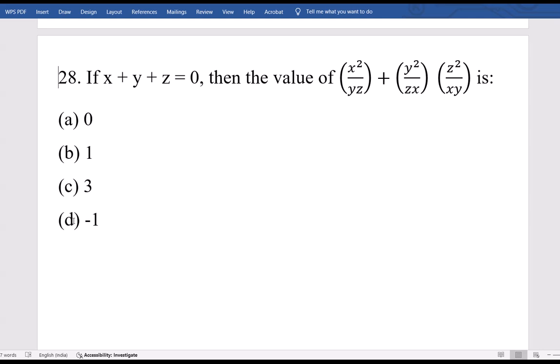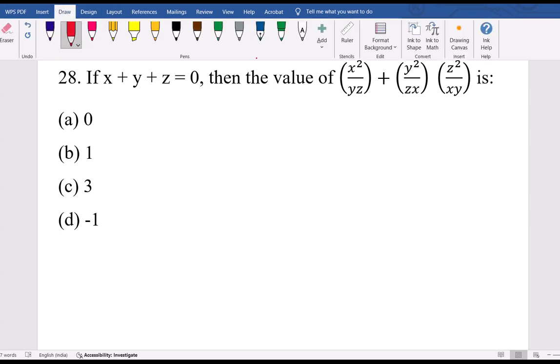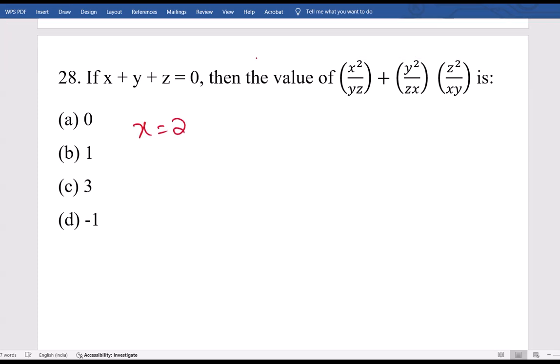Generally, if there is no plus or minus in the question, how do I solve it? Many people will think about formulas, but what I'll do is take some values: x value 2, y value 1, z value minus 3. Is x plus y plus z equal to 0? Then I'll put that in the expression and try it that way. That's the general method I'll focus on.